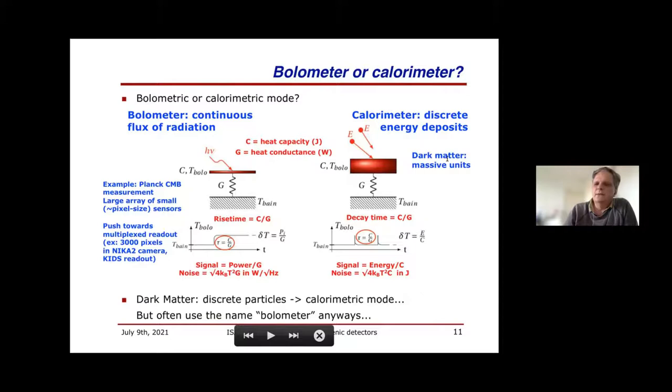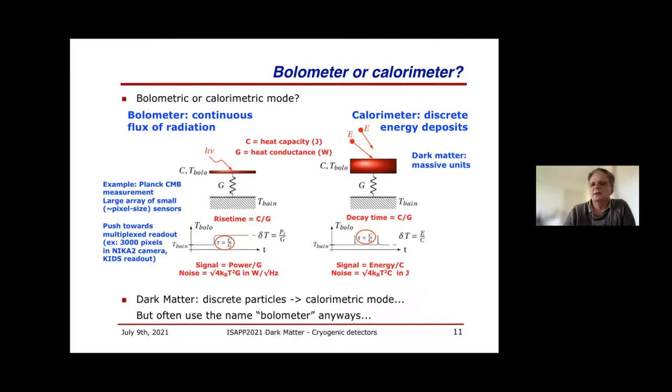Now, in dark matter, we want to look at discrete particles. We don't want to integrate. We want to see each particle individually. So we are in a different regime, where you want to make the detector reset. Each time a particle hits the absorber, it will heat up, but then you have a faster thermal link to the bath. So the detector goes back to the bath temperature with a time constant, which is, again, C over G. The elevation of temperature is E over C, but it goes back to equilibrium at a time capacitance over conductance. So the height of your signal is just the energy divided by the heat capacitance, and this G factor, the conductance, is just a way to reset your detector to be ready for the next particle.